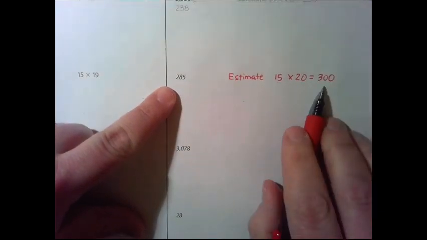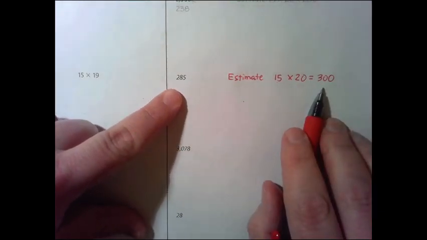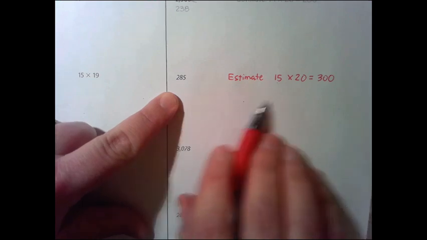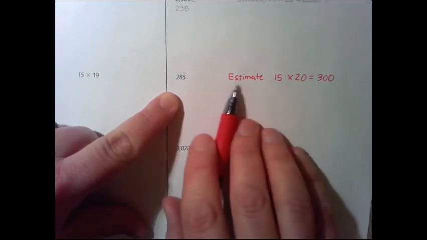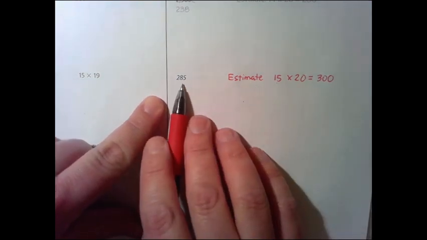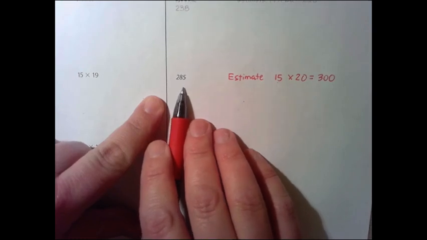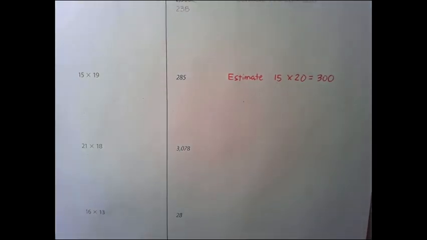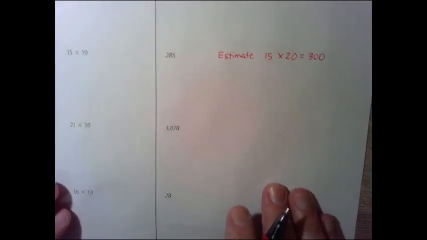And that 300 is close to what the student actually answered. So we don't need to do the actual answer here because the estimate is reasonable because it's close to what the student answered. So we don't need to double check that kid's work. Okay, so let's look at the next one.